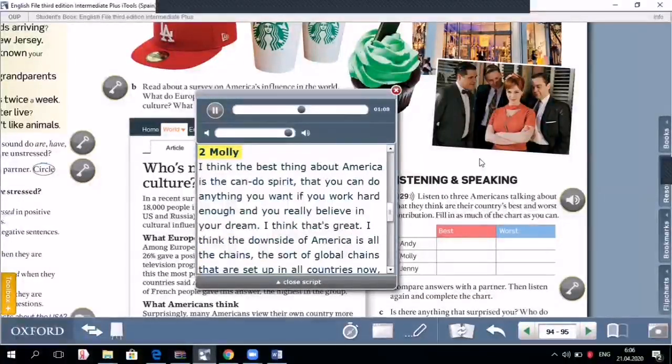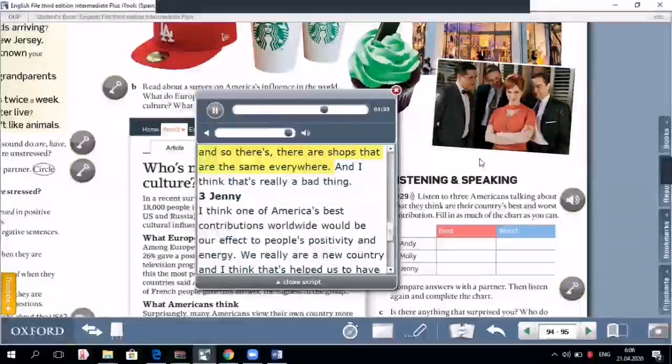2. Molly. I think the best thing about America is the can-do spirit, that you can do anything you want if you work hard enough and you really believe in your dream. I think that's great. I think the downside of America is all the chains, the sort of global chains that are set up in all countries now, and so there's shops that are the same everywhere, and I think that's really a bad thing.